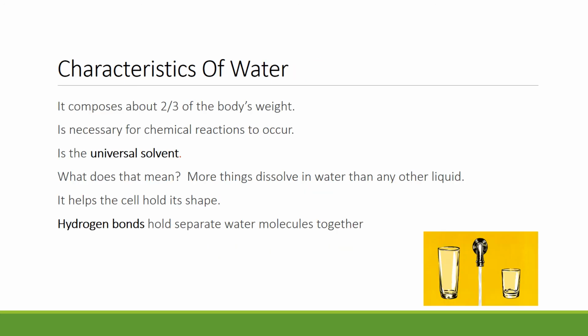In the next few slides, we'll be talking about water, a very important component of our environment. Here are some of the characteristics of water. Water composes about 2/3 of the body's weight. It is necessary for chemical reactions to occur. It's known as the universal solvent, which means that more things dissolve in water than in any other liquid. It helps the cell hold its shape, and hydrogen bonds hold separate water molecules together.